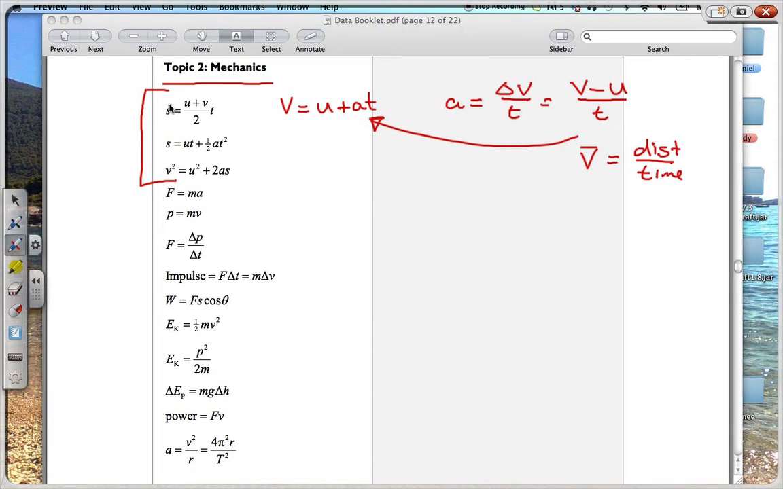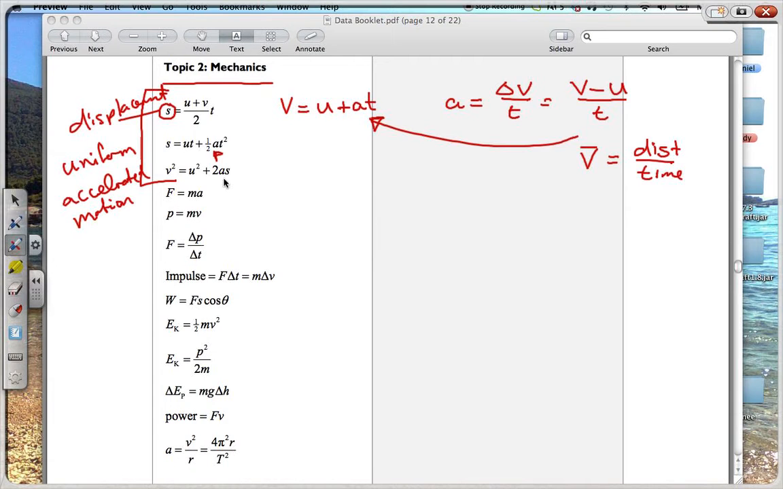The s we know is our displacement. The u is initial velocity, v is your final velocity, t is your time. Here we have our a. Now all these formulas are true for uniformly accelerated motion. So we only look at formulas where the acceleration is uniform, it's constant.